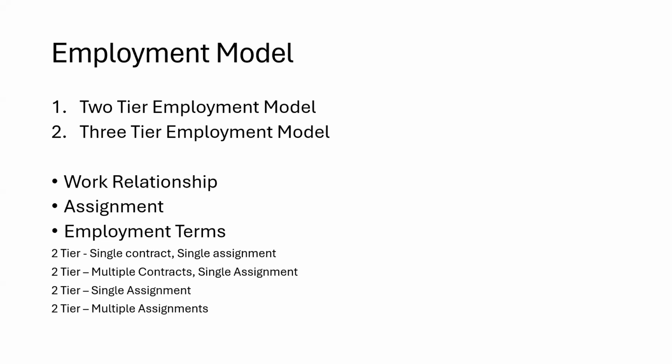Once I have a relationship, I have to have an assignment. Because if I'm just lying down here without any assignment, that doesn't make sense. So I should have some roles and responsibilities. Even the pending worker may not have been hired yet, but they would be assigned some roles and responsibilities, some assignment. So the employment model should have the work relationship and assignment for it to work. These two are mandatory, so there are two components, work relationship and assignment, and these sum up to make a two-tier model.